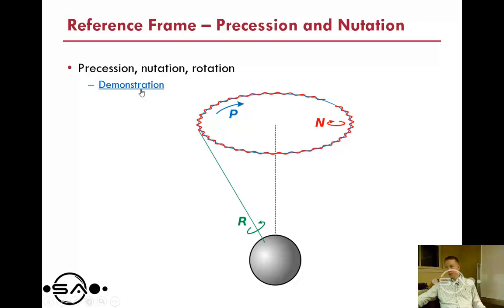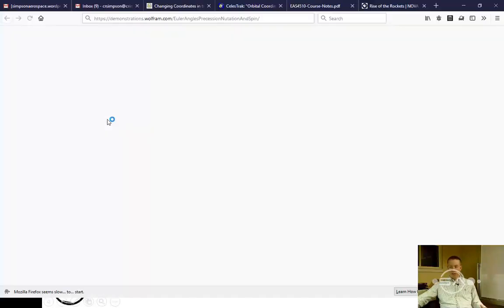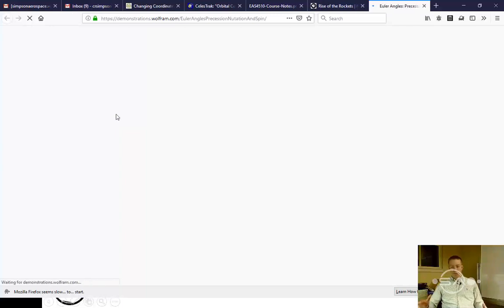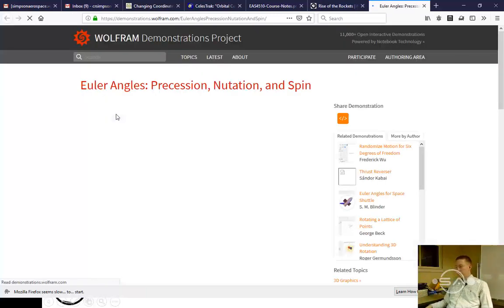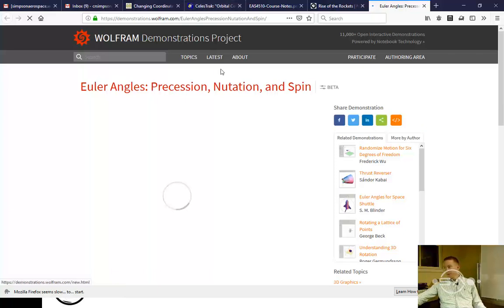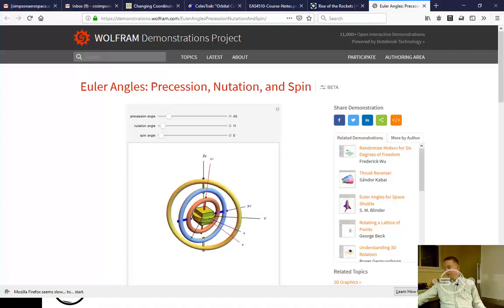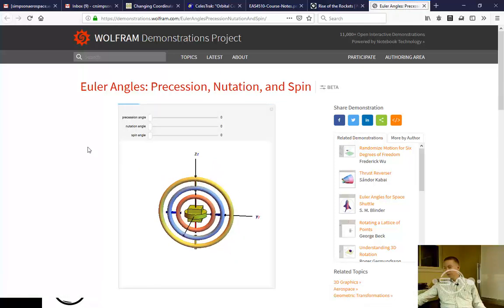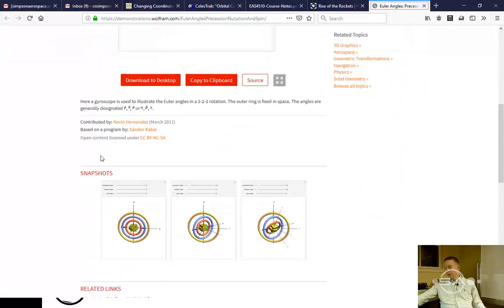So there's a quick demonstration on Wolfram Alpha that I'm going to pull up real quick to try and give you a better visual of that than just using my hand as a coordinate system. Close that out real quick. All right. So this should be up on your screen right now.